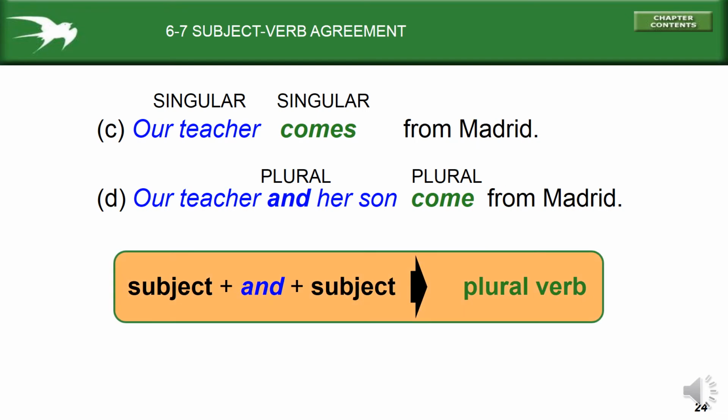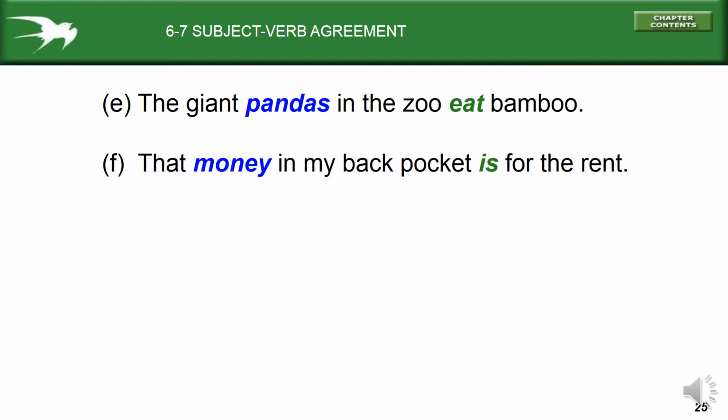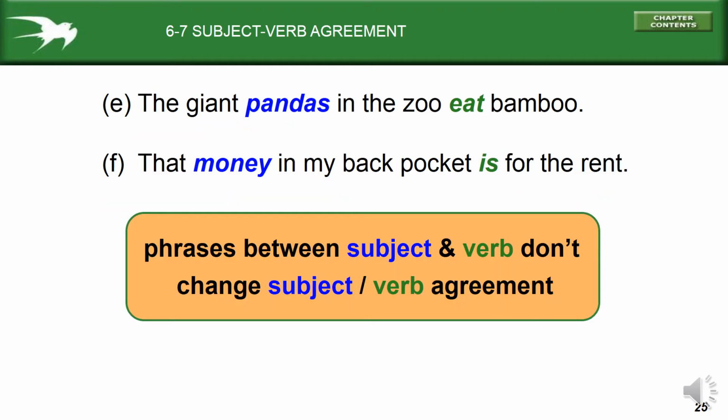So we are still in chart 6.7 and in C, our teacher is a singular noun and it takes a singular verb, comes, and in D, our teacher and her son is a plural or a compound subject that takes a plural verb. Also, in chart 6.7, you have to note that if there is a phrase between the subject and the verb, this mustn't affect the subject-verb agreement. Pandas must agree with eat and money must agree with is.